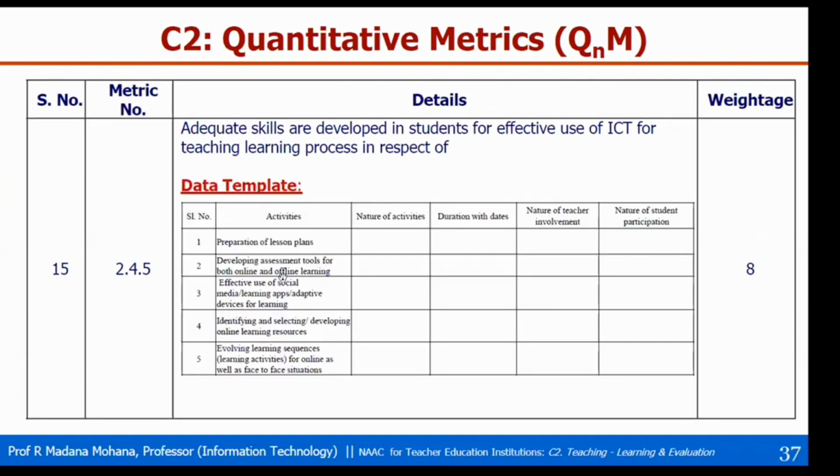Then 2.4.5, this is related to adequate skills developed in students for effective use of ICT, teaching learning. So the same only, this is the data template. So you have to fill the required activities in this Excel format. Activity wise, nature, duration with dates, teacher involvement and student involvement.